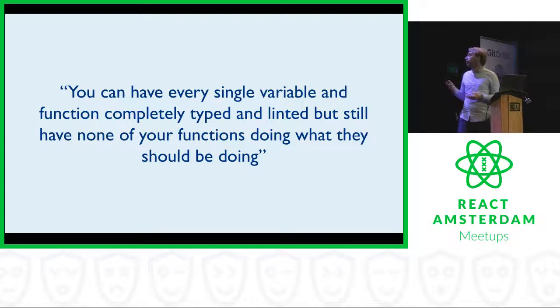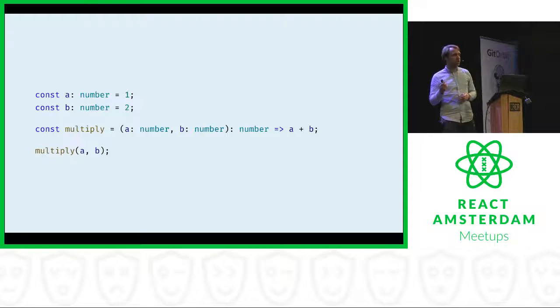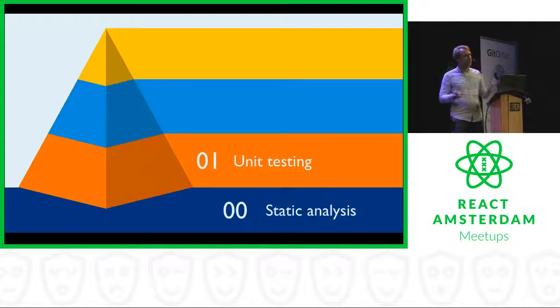But you can have every single variable and function completely typed and linted, but still have none of your functions doing what they should be doing. An example is this. This is just a simple function which should multiply two numbers. I've got it all perfectly annotated with Flow. The types are correct. The thing it does, it returns a number. But when you look closely, it doesn't multiply, but it does an addition. So linting would say, oh, no problem, it's perfectly fine. And Flow would say, yeah, great, go ahead, push this to production. And that's where the second layer of testing comes in, which are unit tests.